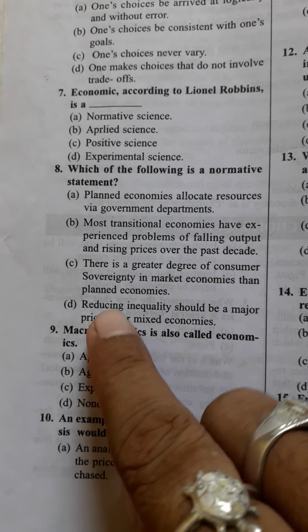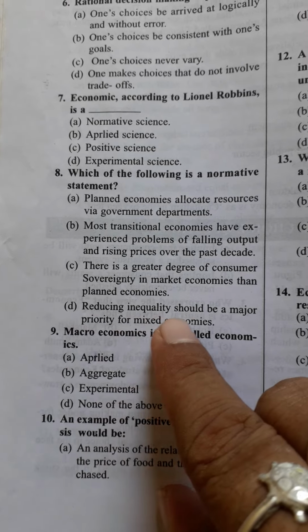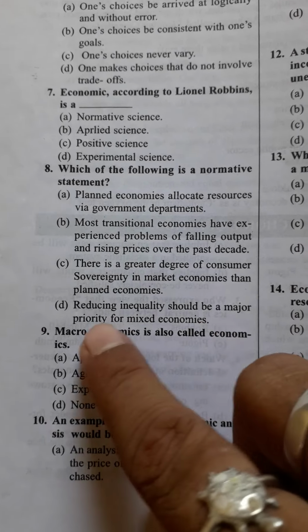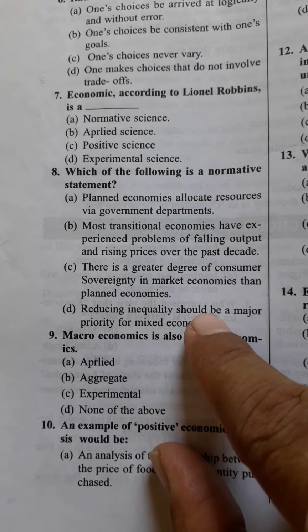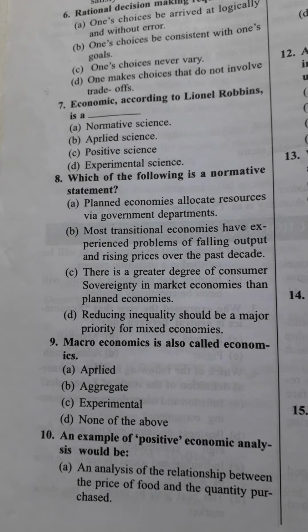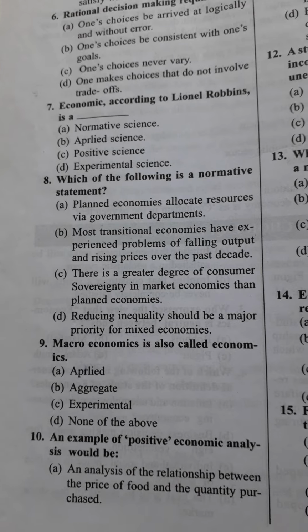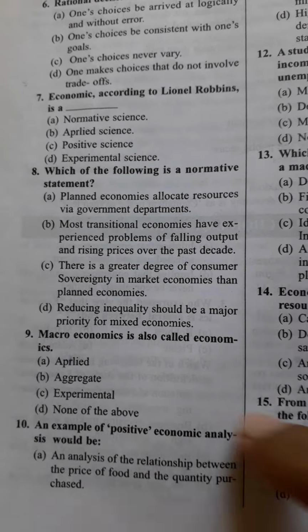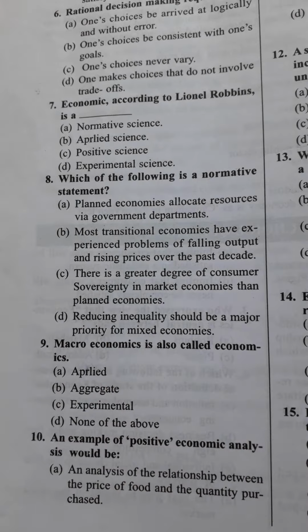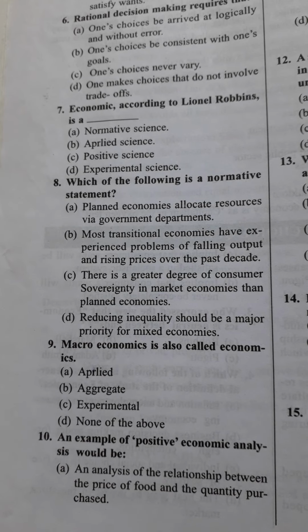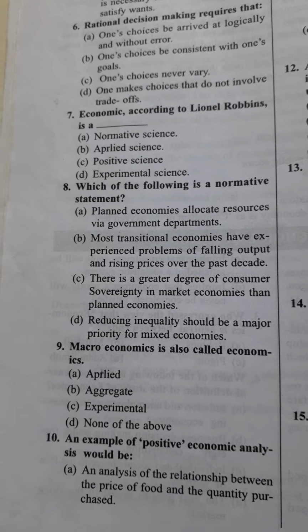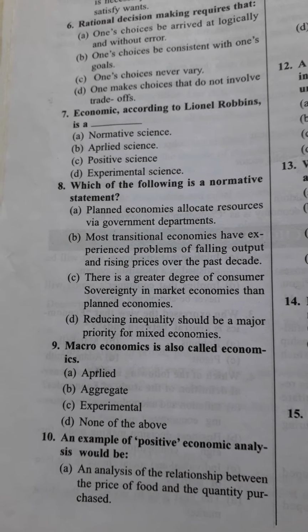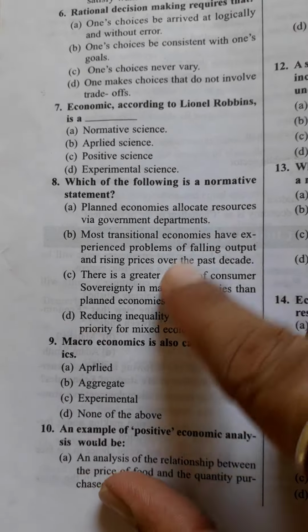Let us see option D. Reducing inequalities should be a major priority for mixed economies. So here reducing inequality should be, what ought to be, what should be, what must be, is the solution to the problem. Okay, reducing inequality, so that will improve the quality of life, standard of living of the people in general. So that becomes a normative statement where a value judgment is passed. So option D is the right answer here.